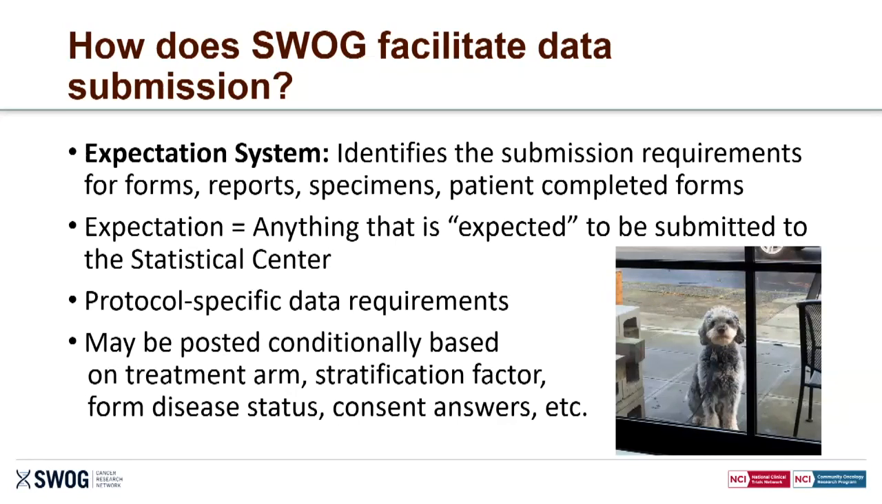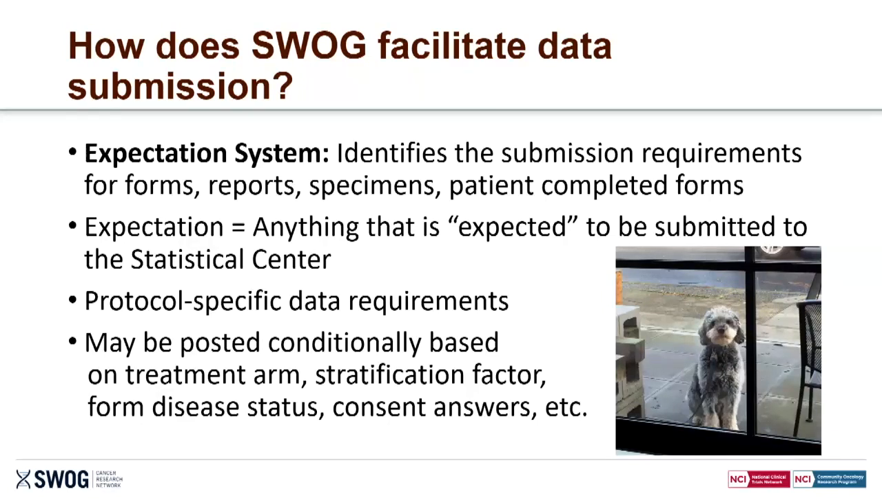And I heard Michelle talk a bit about expectations, and maybe you're not aware of what those are. But expectations identify the submission requirements of forms, reports, specimens, patient-completed forms, and anything else that the protocol requires. Originally, when this was developed back in the 1980s, there were 3 expectations, and they were for the on-study forms and follow-up. But it's expanded over the years so that right now we have over 700 different kinds of unique expectations.